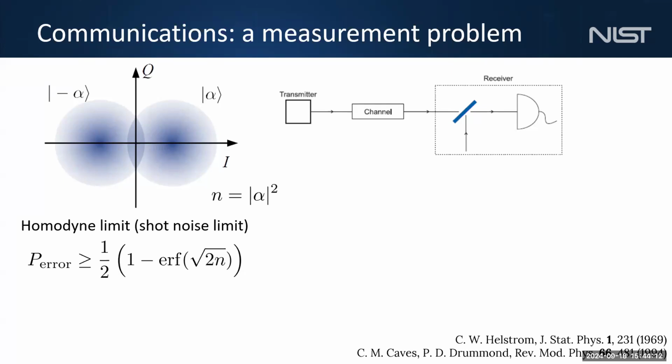And the error rate of a Helstrom measurement can be nicely summarized with this formula, where N is the mean number of photons. This here is a key. This is physics right there. This is the probability of the informational error, to receive a wrong bit. So physics, information. Between them, you have quantum measurement theory, which equates these apples to oranges.